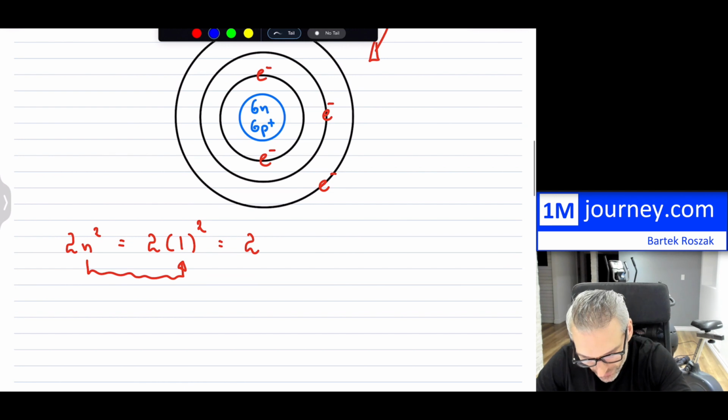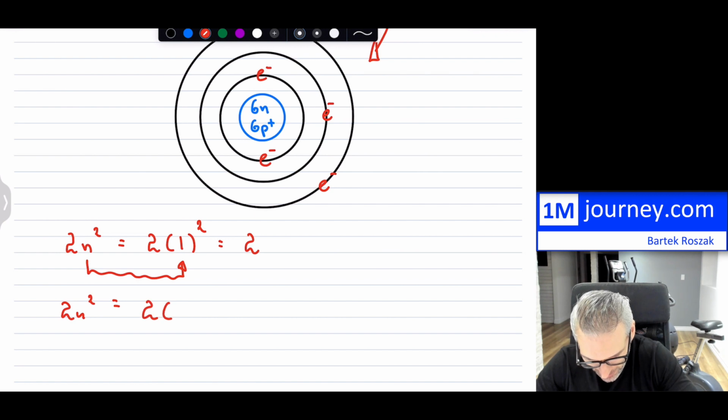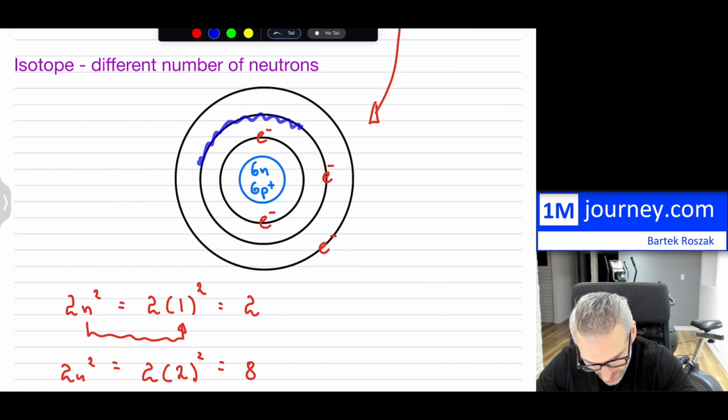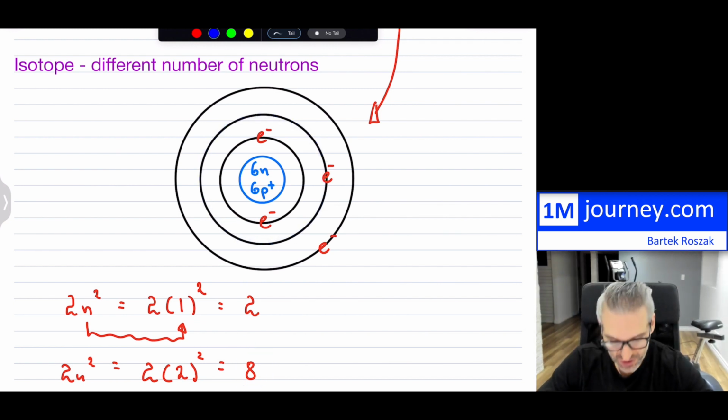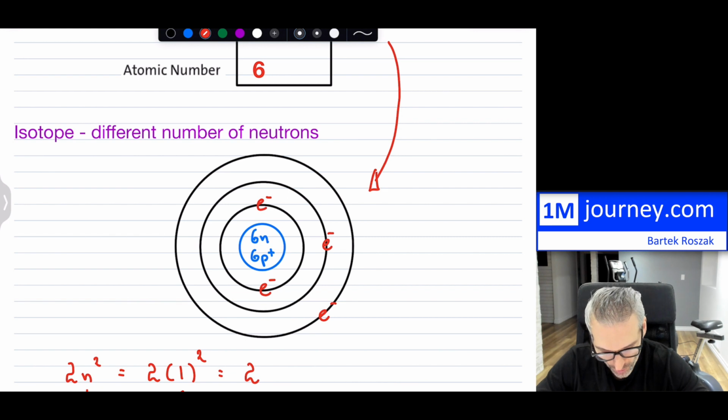Now, in the second level, level number 2, 2n squared gives 2 squared, which is 4, and 4 times 2 is 8. So within this level, as you're going around, you can now have 8 electrons. If it's carbon, we have 6 total. So how many total electrons would you have all the way over here? I've already put 2 into my first level, so that means 4 are going to get placed into the other level.